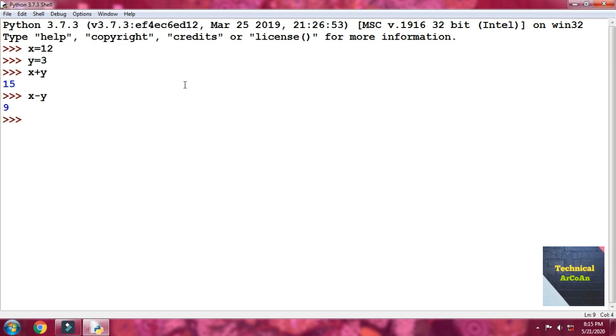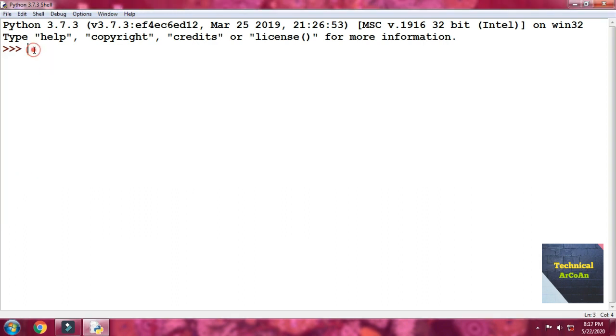If we do x divide y, we get 4.0. Actually this is the floating point division. Now if we do x double slash y, this is floor division, also known as integer division, so we get only the quotient value, which is 4. Now we do x multiplied by y, so we get 36. And if we do x modulo y, we get 0, which means this is the remainder: 12 divided by 3 gives remainder 0.